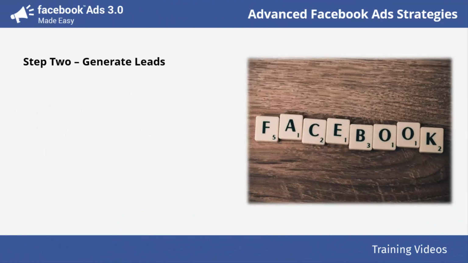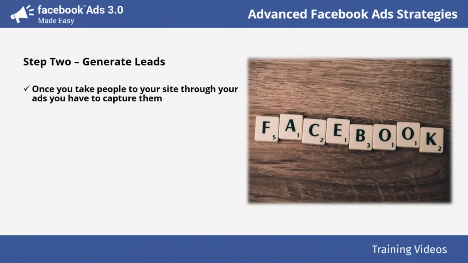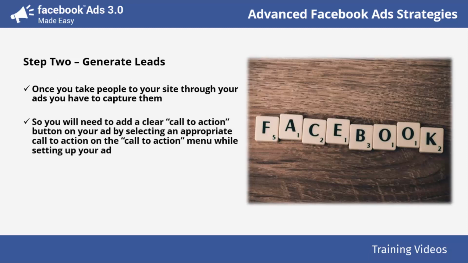Step 2. Generate leads. Once you take people to your site through your ads, you have to capture them. And the best strategy will always be to use a lead magnet. Now, your ad copy will do half the job of telling your potential leads about the lead magnet on your site. So you'll need to add a clear call to action button on your ad by selecting an appropriate call to action on the call to action menu while setting up your ad.